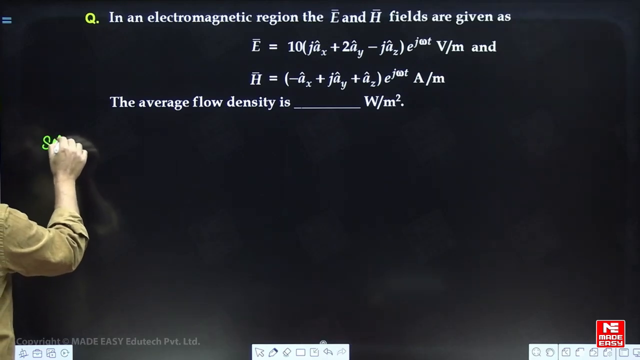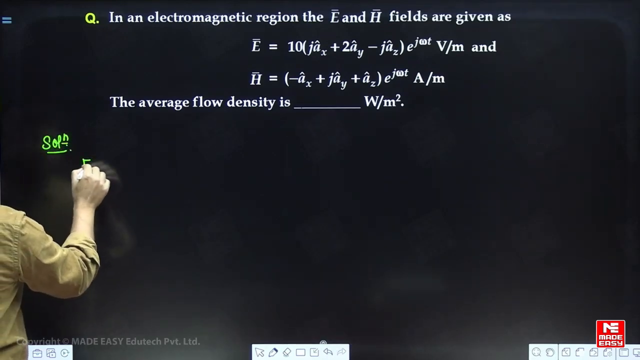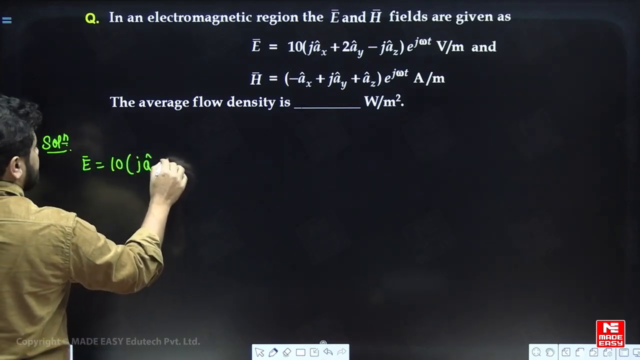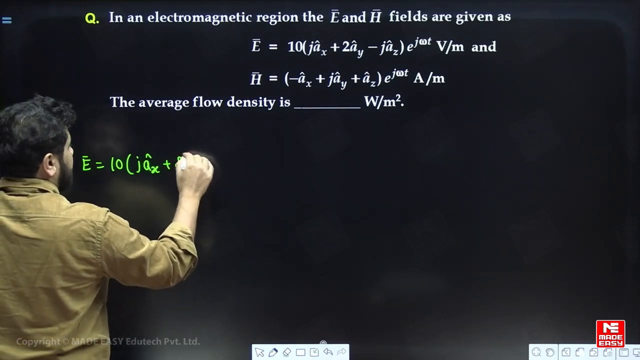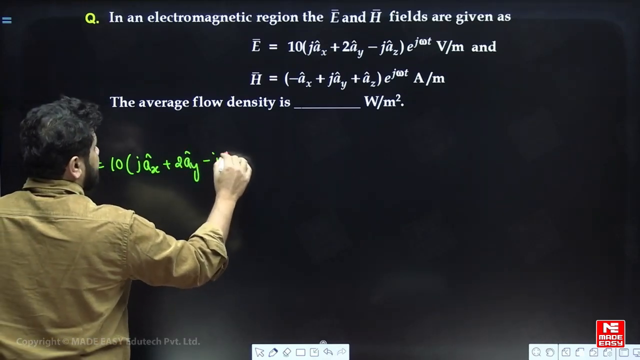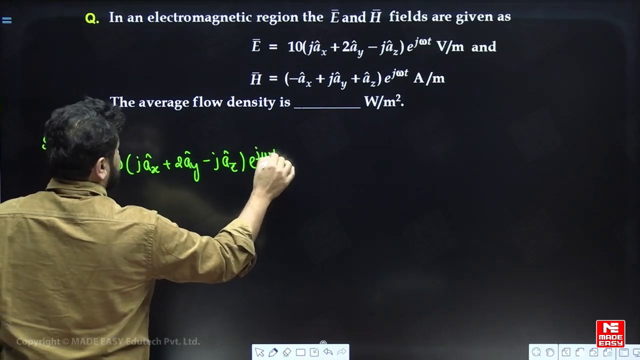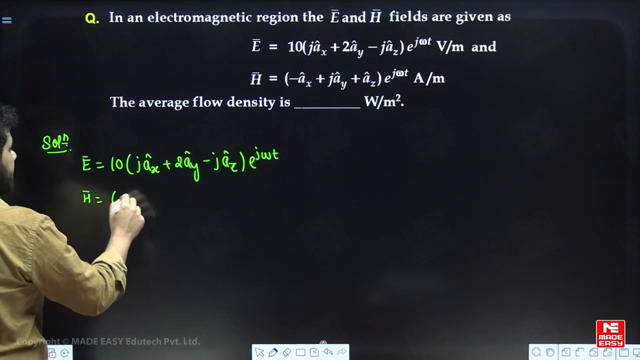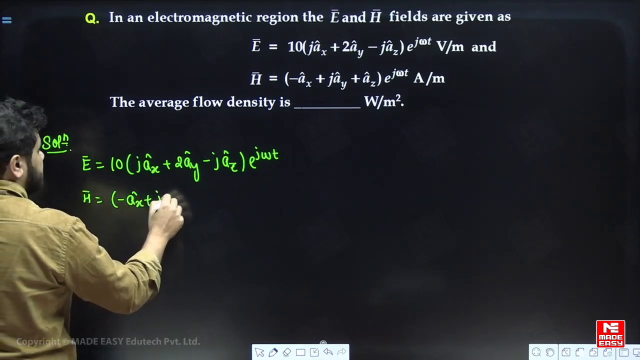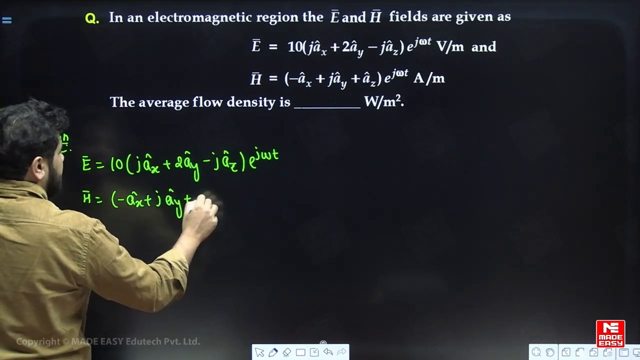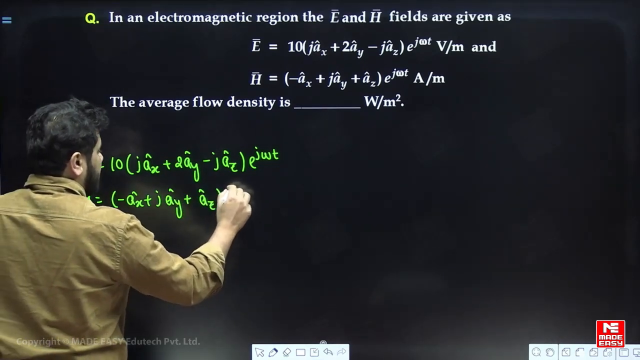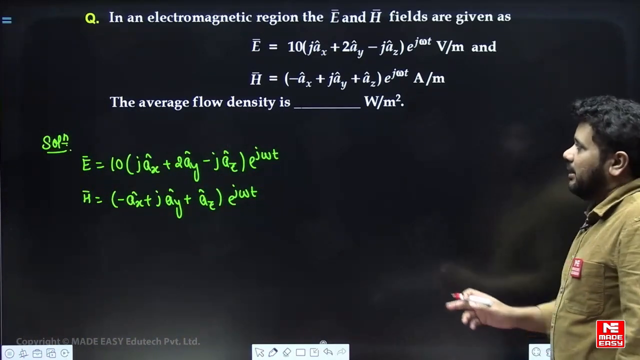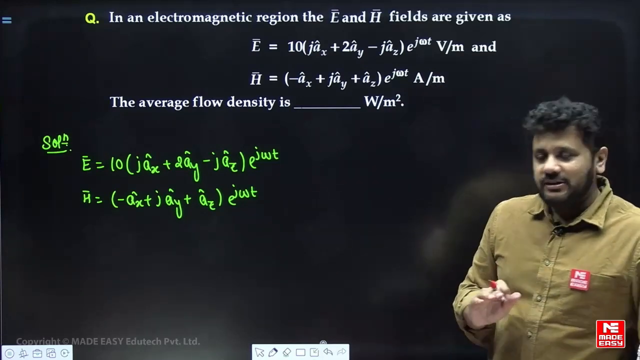Let us go for the solution. Here you can observe the electric field is given as 10 times (j AX plus 2 AY minus j AZ) e to the power j omega t. The H vector is equal to minus AX plus j AY plus AZ, e to the power j omega t. So this is the data we can obtain from here.